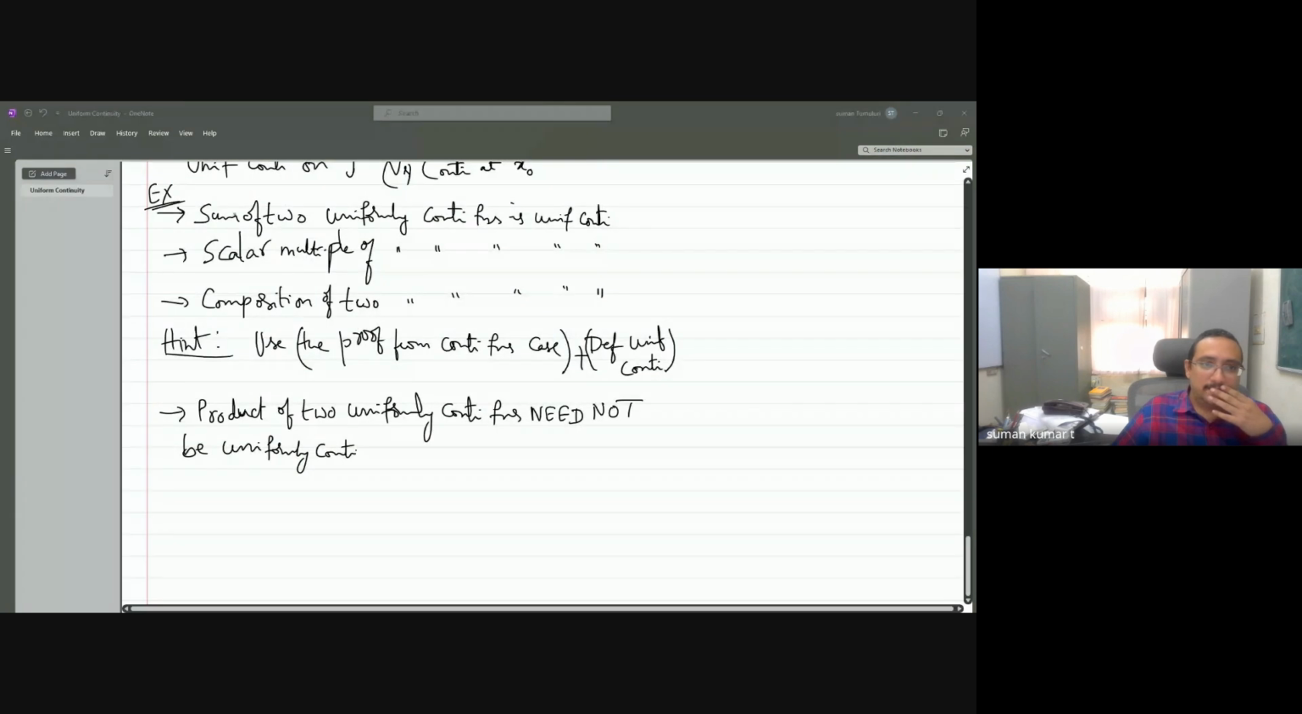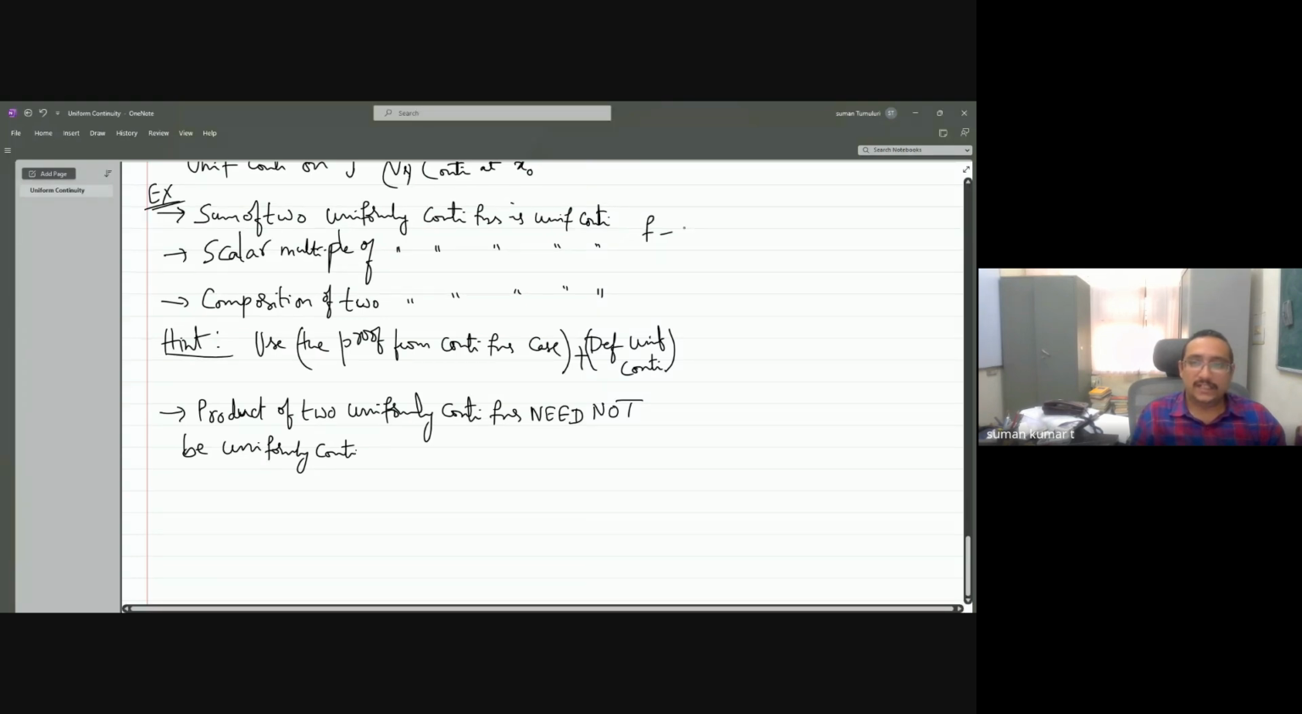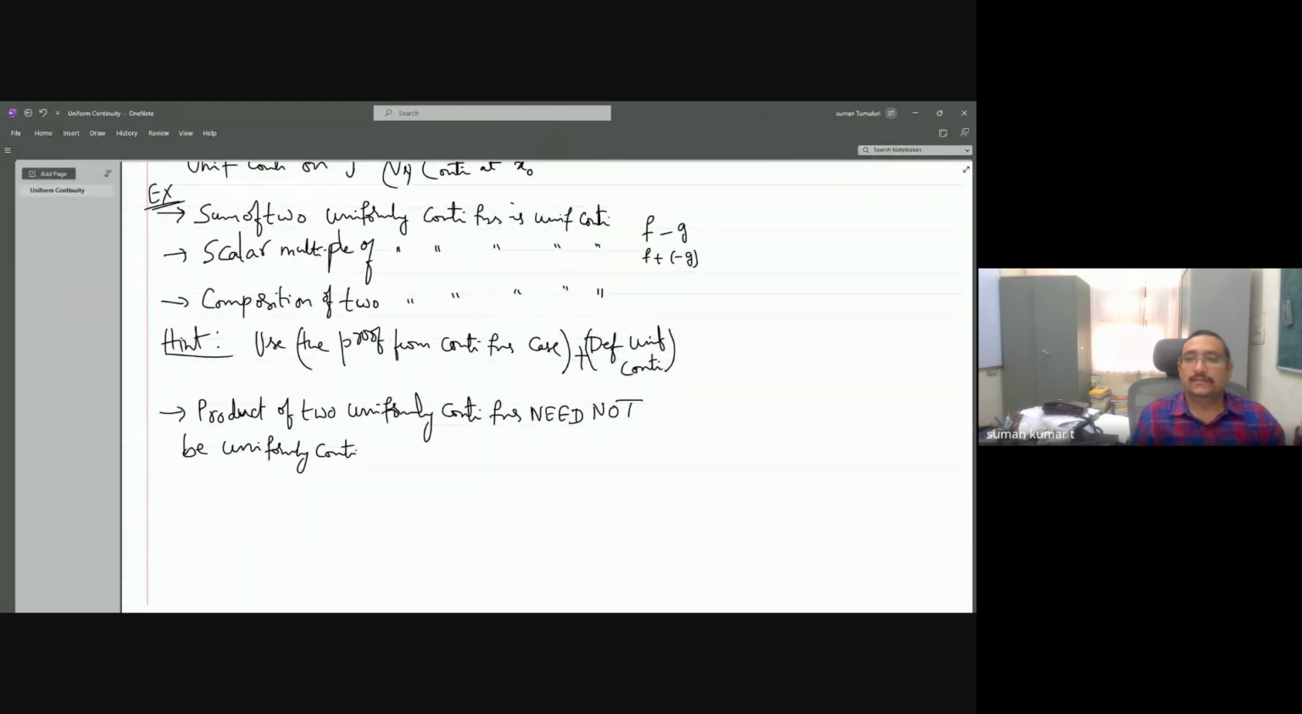Up to sum: if the sum of two uniformly continuous functions is uniformly continuous and scalar multiple is there, then from this you can conclude that the difference of two uniformly continuous functions is uniformly continuous. Because if you have to deal with f minus g, I'll write it as f plus minus g. f is uniformly continuous, g is uniformly continuous. Therefore, minus g is uniformly continuous because a scalar multiple of a uniformly continuous function is uniformly continuous. So f and minus g are uniformly continuous, therefore their sum is uniformly continuous.